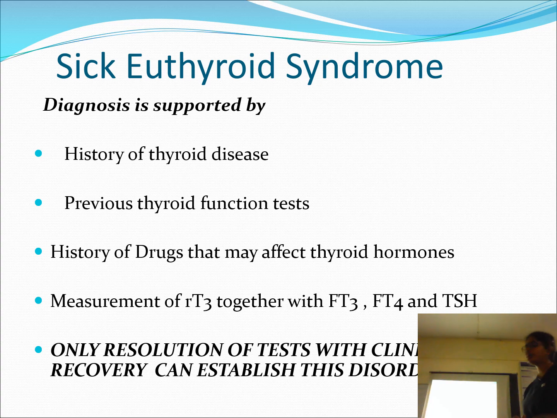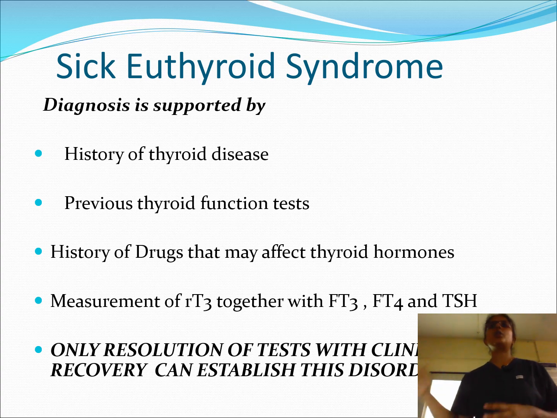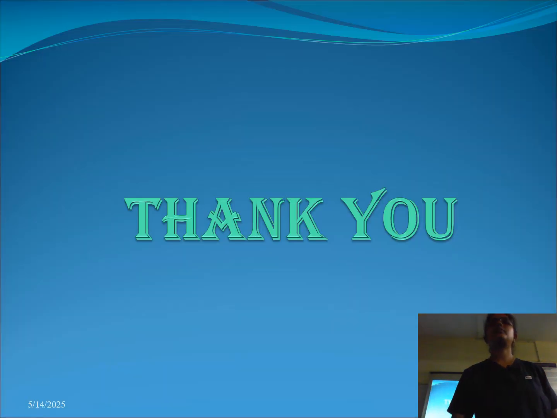Sick euthyroid syndrome is supported by absence of history of thyroid disease, previous thyroid function tests being normal, and history of drugs that may affect thyroid hormones. When you give drugs to patients, you can see abnormalities in the TSH and T4. Measurement of RT3 together with FT3, FT4 and TSH can confirm the diagnosis of sick euthyroid syndrome. Only resolution of the tests with clinical recovery can establish this disorder. If the patient comes out of the acute illness, then you can see normal TSH and T3 levels. So in this patient, you can confirm the diagnosis of sick euthyroid.